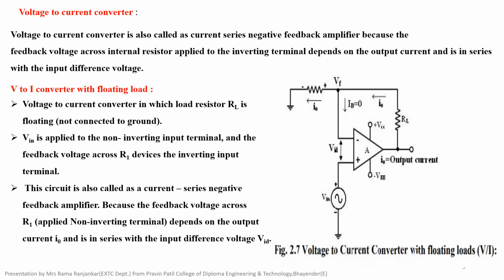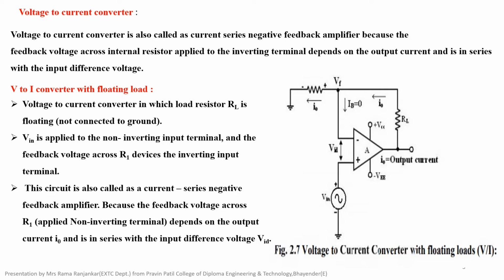Voltage to current converter. The V2I converter is also called a current series negative feedback amplifier because the feedback voltage across the internal resistor applied to the inverting terminal depends on the output current and is in series with the input differential voltage. V2I converter with the floating load: a voltage to current converter in which the load resistor RL is floating.